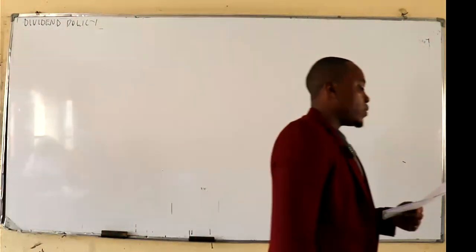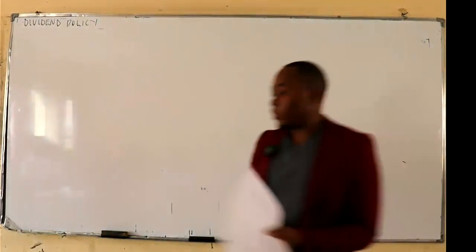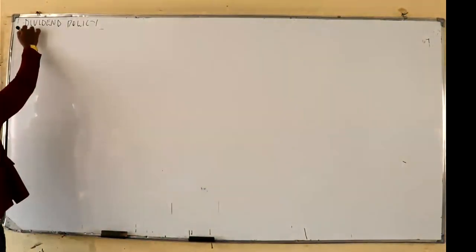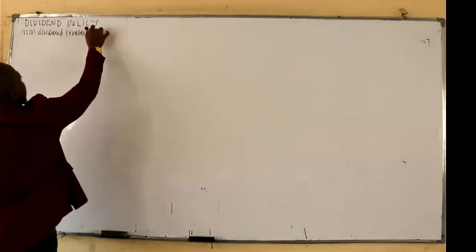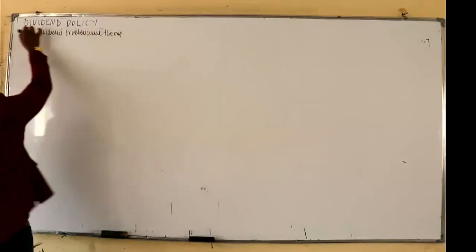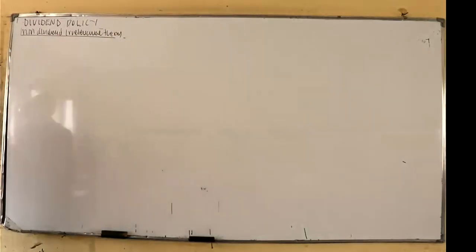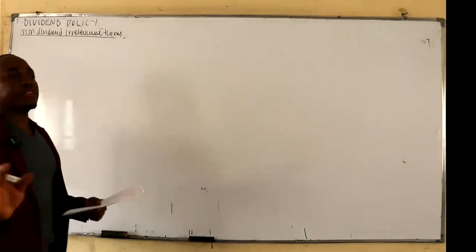So this theory developed by Modigliani and Miller is known as the dividend irrelevance theory. It argued that the company's dividend policy does not affect the value of the company. All the other theories say that the dividend policy of the company affects the value of the company. But according to Modigliani and Miller, it does not.